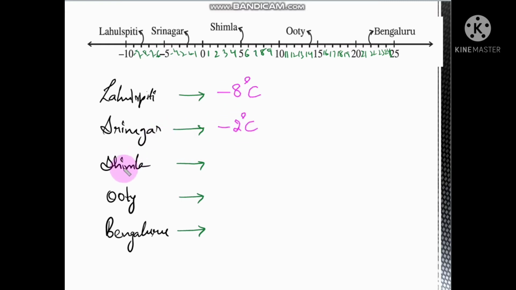And next, let us see Shimla's temperature. So Shimla's temperature is how much? It is exactly 5 degrees centigrade. Next, look at Ooty's temperature. In Ooty it is around 14 degrees centigrade. So Ooty's temperature is 14 degrees. And Bengaluru. So in Bengaluru how much is it? It is around 22 degrees centigrade. So 22 degrees centigrade. Okay children. Now let's move on to the next one.